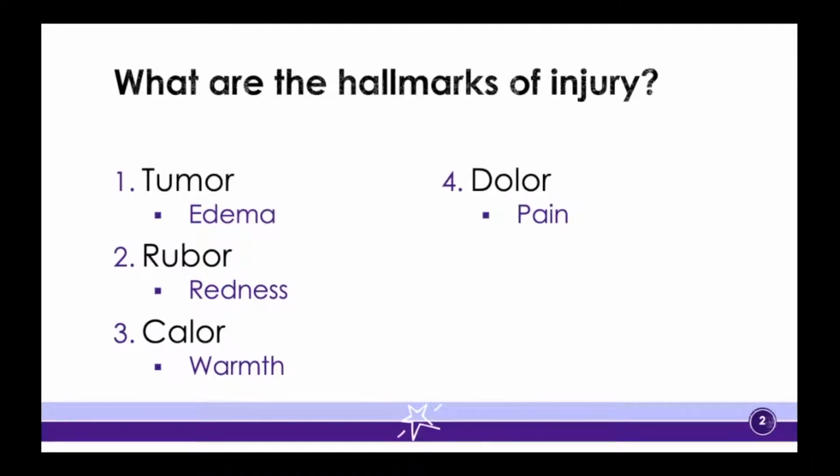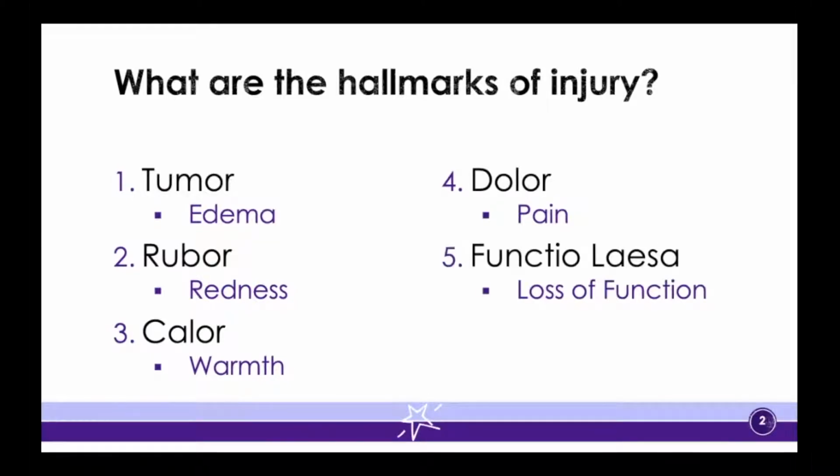And lastly, we have functio laesa, which is the loss of function. So when we have pain and swelling in this area, it can ultimately lead to a loss of function of that body part. We lose that range of motion. We might be losing a little bit of strength, a little control over it, as the nerves might actually become compressed because of the inflammation. So all of these things that we see here are our hallmarks of injury.